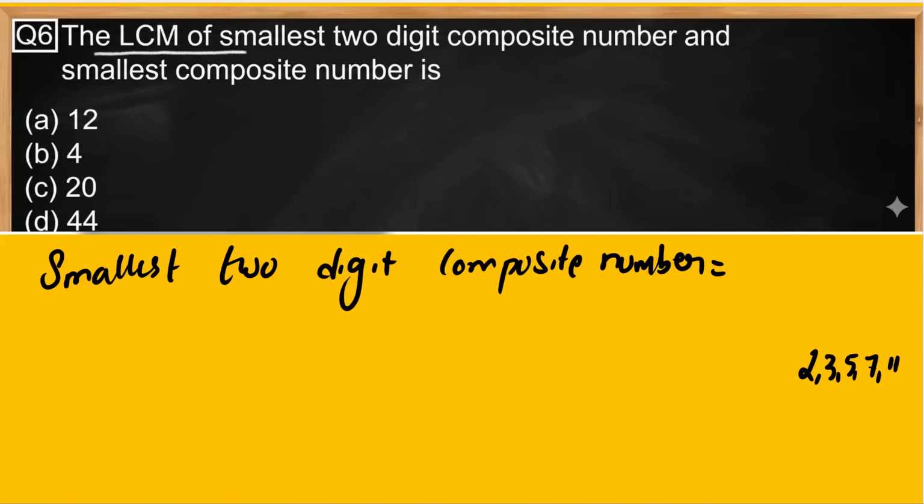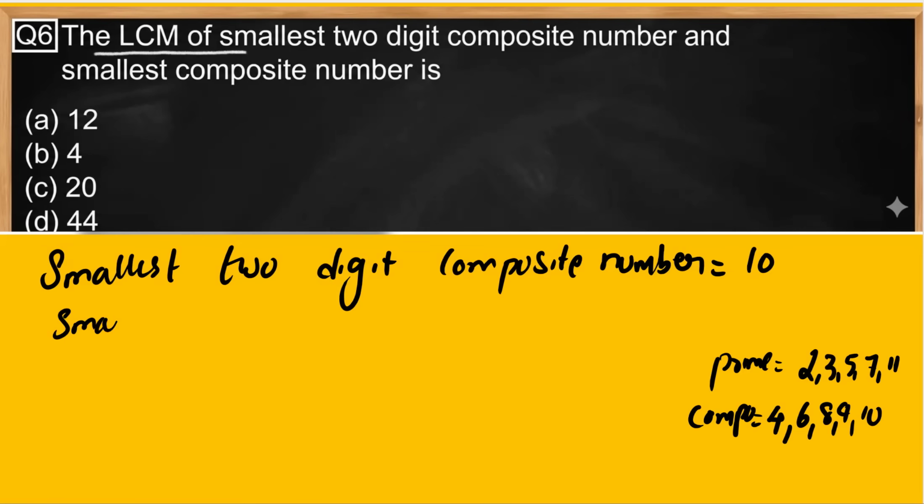So the numbers other than prime numbers are called composite numbers. Prime numbers are numbers which have only two factors, 1 and itself, right? Now if I take 4, it has 3 factors, 1, 2, and 4 itself, right? So therefore it comes under composite numbers. So composite numbers from 1 to 10 are 4, 6, 8, 9, 10. So what is the smallest two-digit composite number, which is 10? And then the smallest composite number.